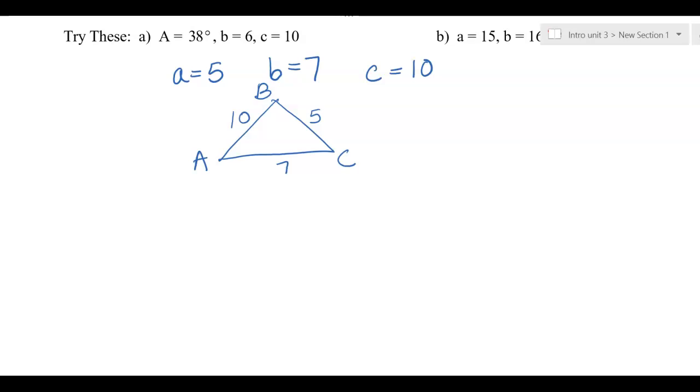A, B, or C? A? Okay, they like first letter of the alphabet. Sure. I'm going to focus on finding angle A. All that means for me is I need to use the version of the equation where it ends with the cosine of A, because I'm trying to find A.